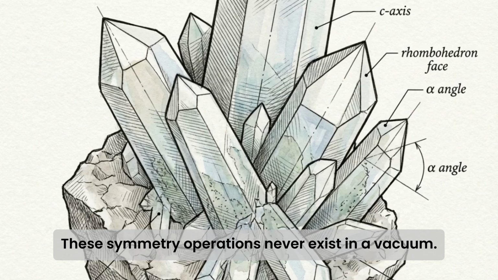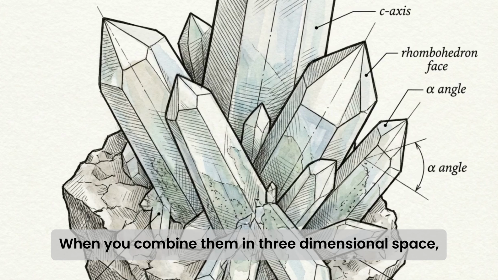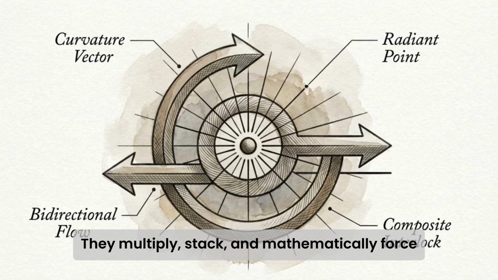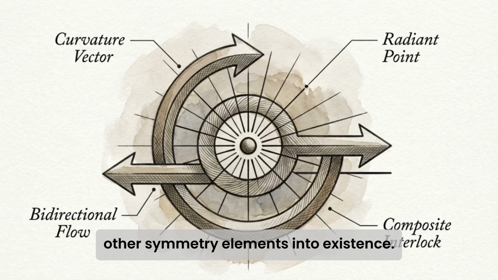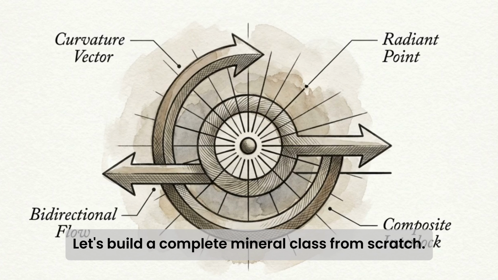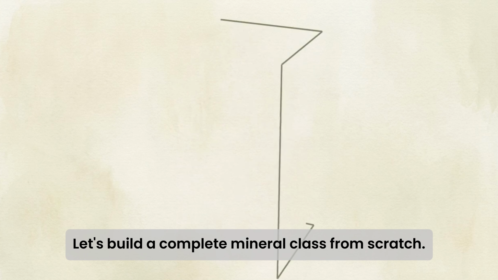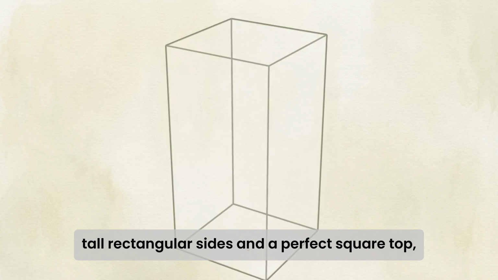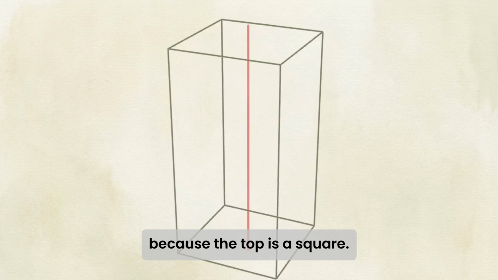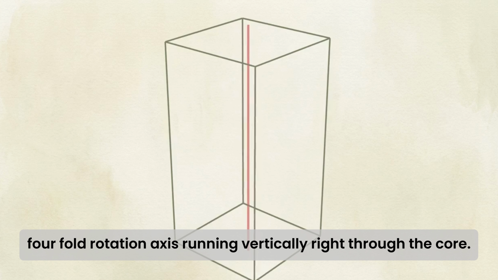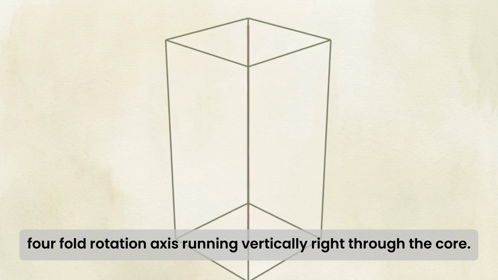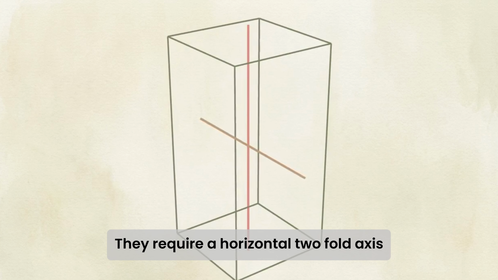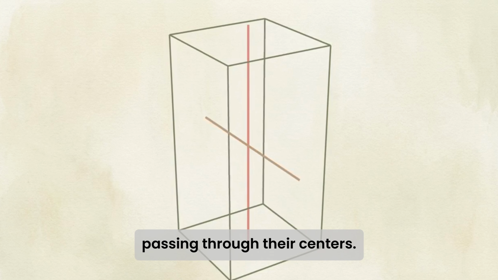In nature, these symmetry operations never exist in a vacuum. When you combine them in three-dimensional space, they act upon each other. They multiply, stack, and mathematically force other symmetry elements into existence. Let's build a complete mineral class from scratch. We start with a solid, featuring tall rectangular sides and a perfect square top. Because the top is a square, the geometry requires a primary four-fold rotation axis, running vertically right through the core. The rectangular side faces dictate their own rule. They require a horizontal two-fold axis, passing through their centers.